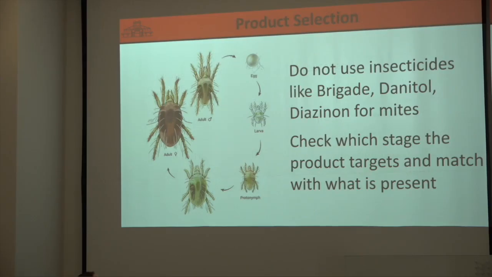And I will also put a plug: do not use insecticides. Sometimes people will say that they have some efficacy for mites. They make mites reproduce faster. You've irritated them just enough that they reproduce faster. So Brigade, Danitol, and Diazinon are bad choices for mites. Use a miticide. And again, check which stages of mite you have present if you're going to use some of these ones that target specific life stages like eggs and larvae.